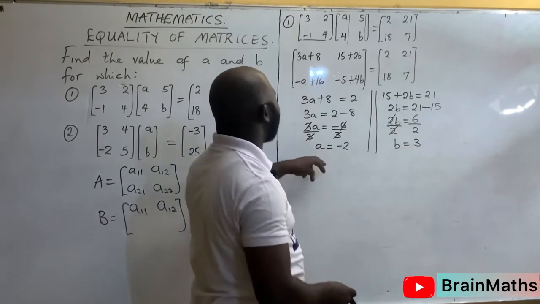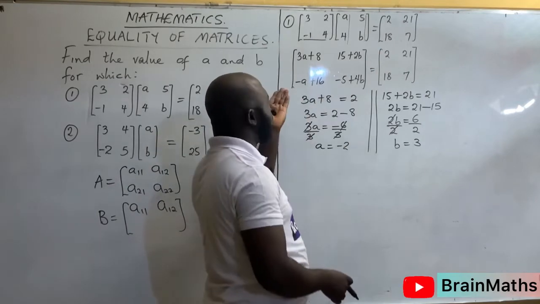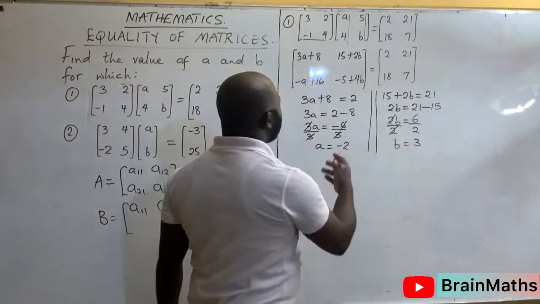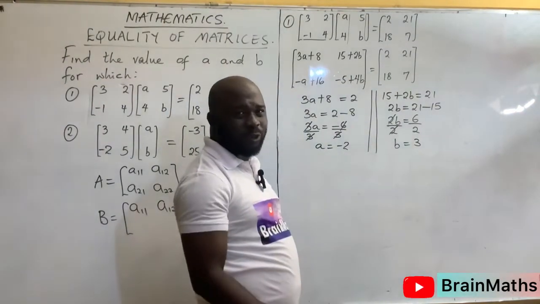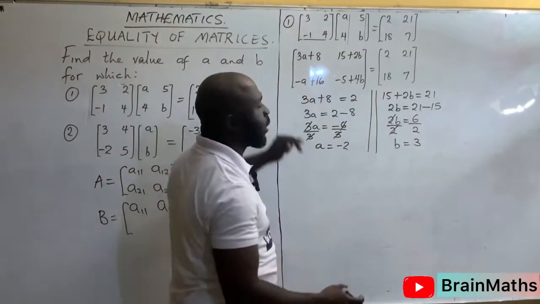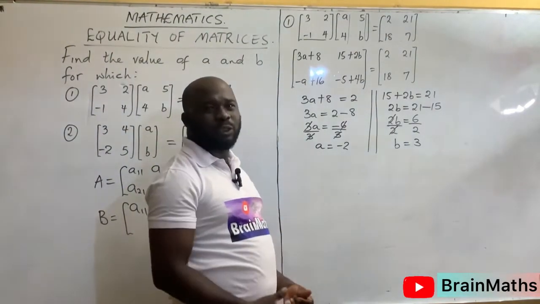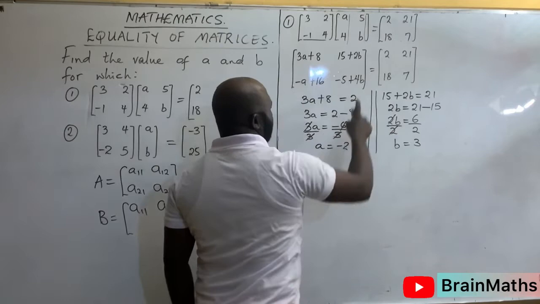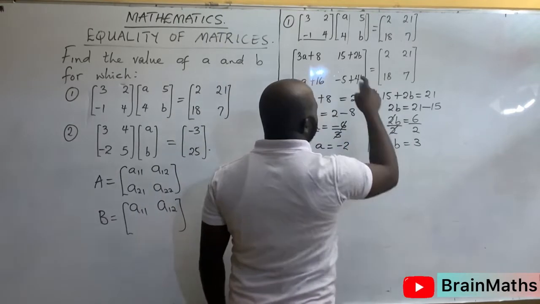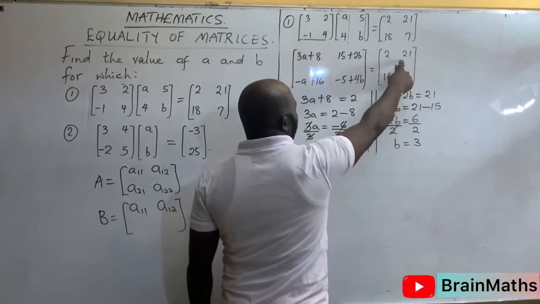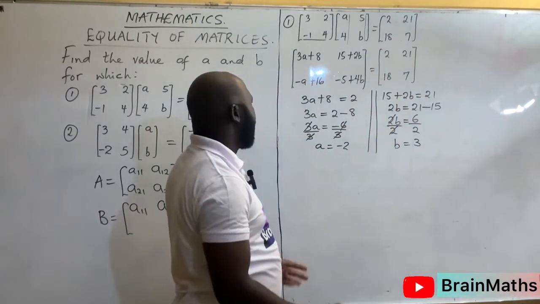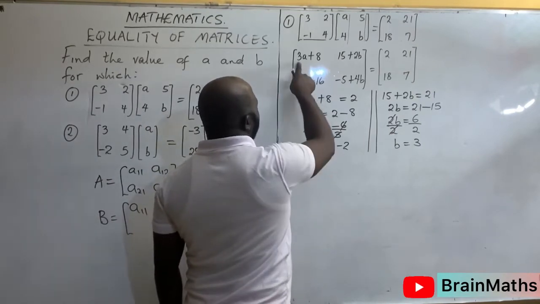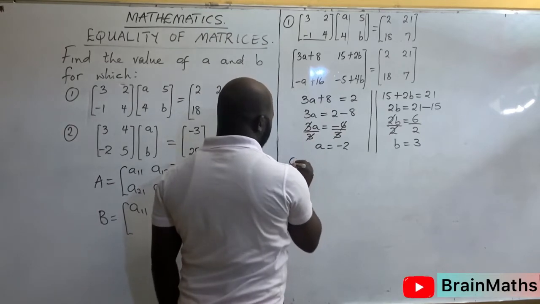So this tells us that the value of A in this whole equation is -2, while the value of B is 3. Now we need to test to confirm that what we have gotten is actually correct. As we said from the beginning, we are finding the equality of matrices. When you substitute -2 into this, you must get 2. And when you substitute 3 into this or this, you must also get whatever their corresponding value is. So let's start with A. If A is -2, 3 times -2, check.